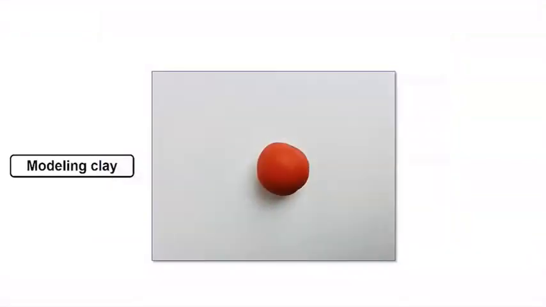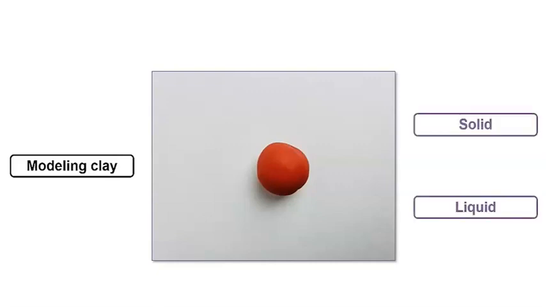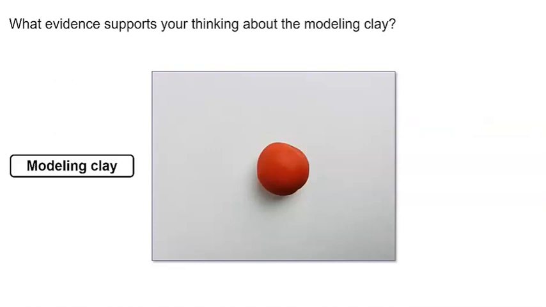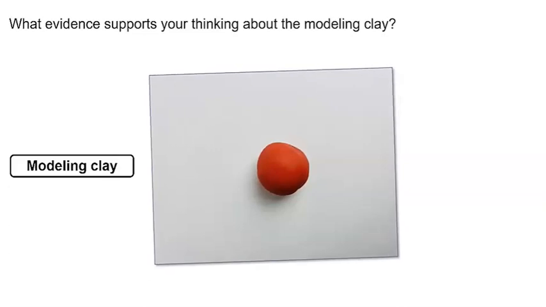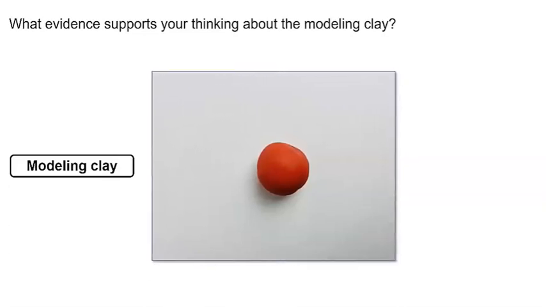Observe this piece of modeling clay. Do you think the modeling clay is a solid or a liquid? Maybe you think the modeling clay is a solid, but you're not completely sure. What evidence supports your thinking about the modeling clay? Do you think the modeling clay is a solid because you can hold it in your hand? Maybe you know that solids can be hard or soft, and the modeling clay is soft.